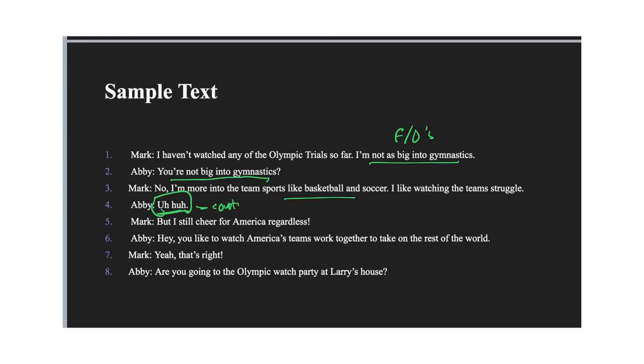Hey, you like to watch America's teams work together and take on the rest of the world? Okay, so that's a summarizing. Yeah, that's right. And then another question. So this is how conversation works. This is how we topicalize. We get each other to speak on something specific. And that's conversation in action.